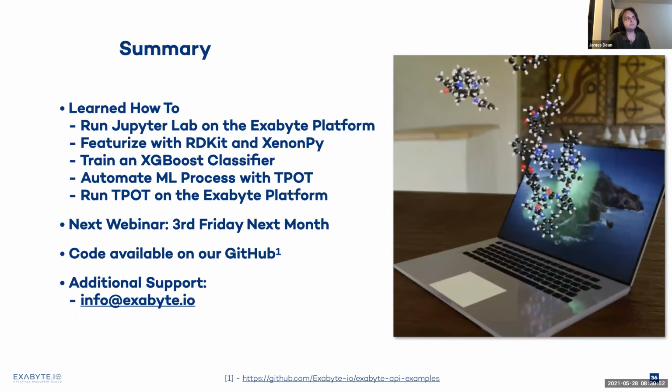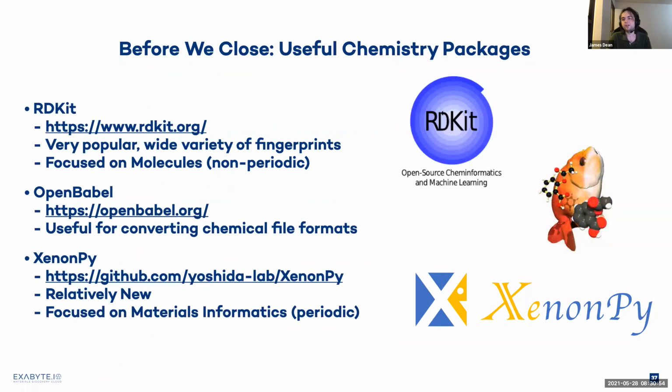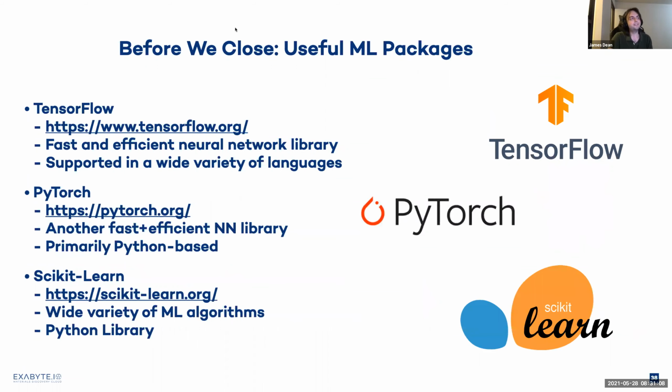And then finally, I'll just close out with a couple of very nice packages. RDKit is pretty good for generating features. So is OpenBabel. XenonPy is also good at that. Feel free to refer to these in the YouTube video afterwards. And then finally, some other machine learning packages here. Scikit-Learn is wonderful. We were using it throughout. For neural networks, TensorFlow and PyTorch are also very popular. And here's a couple of links for those out here.